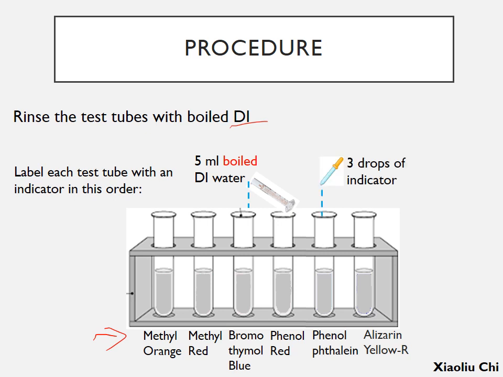And then you add indicators. Again, first add methyl orange and then methyl red as shown in this sequence. Then observe the color change and record the results. So these are the results for boiled DI water.